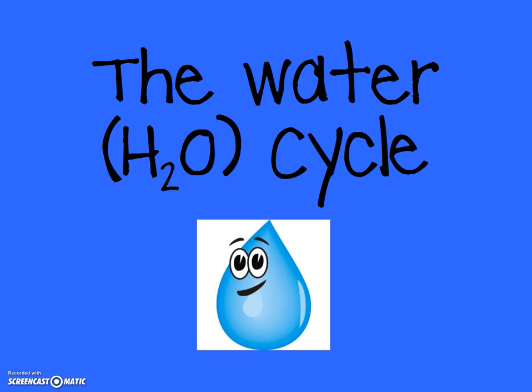This lesson is going to be on the water cycle. You could say the hydraulic cycle or the H2O cycle. H2O is the chemical formula for water. That means water has two hydrogen molecules and one oxygen molecule.